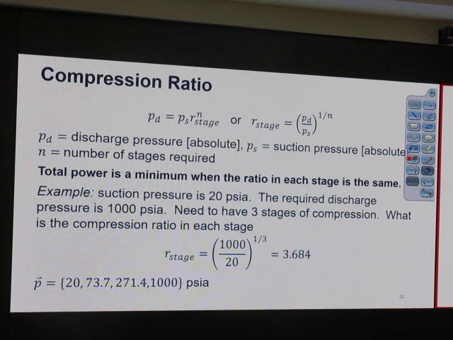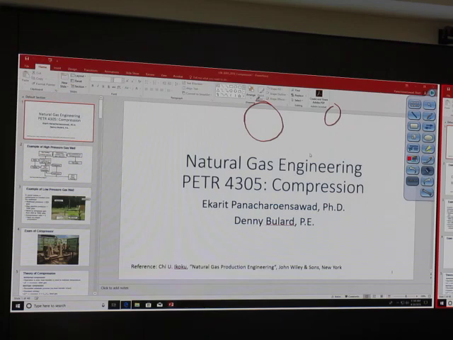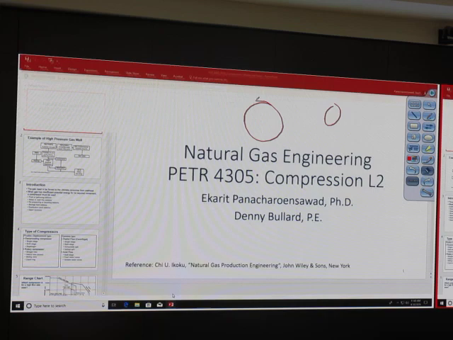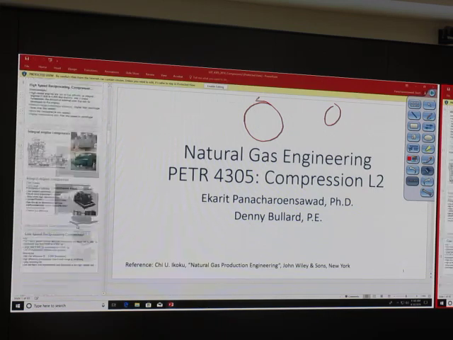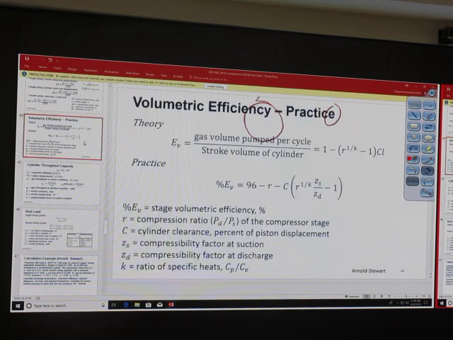If you do one stage, meaning n equal to 1, what is the compression ratio? If you do n equal to 2, what is the compression ratio? If you do n equal to 3, what is the compression ratio, right? Once you know those compression ratios, you go to another slide, number 7. You can calculate the temperature based on that compression ratio, isn't it?